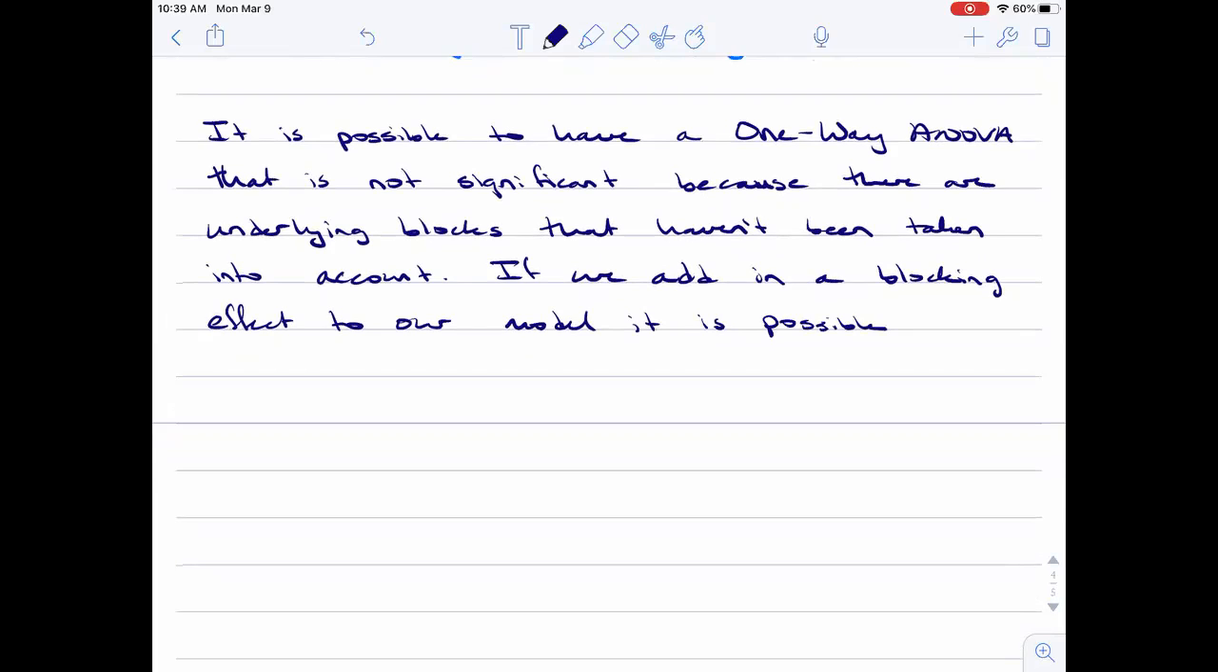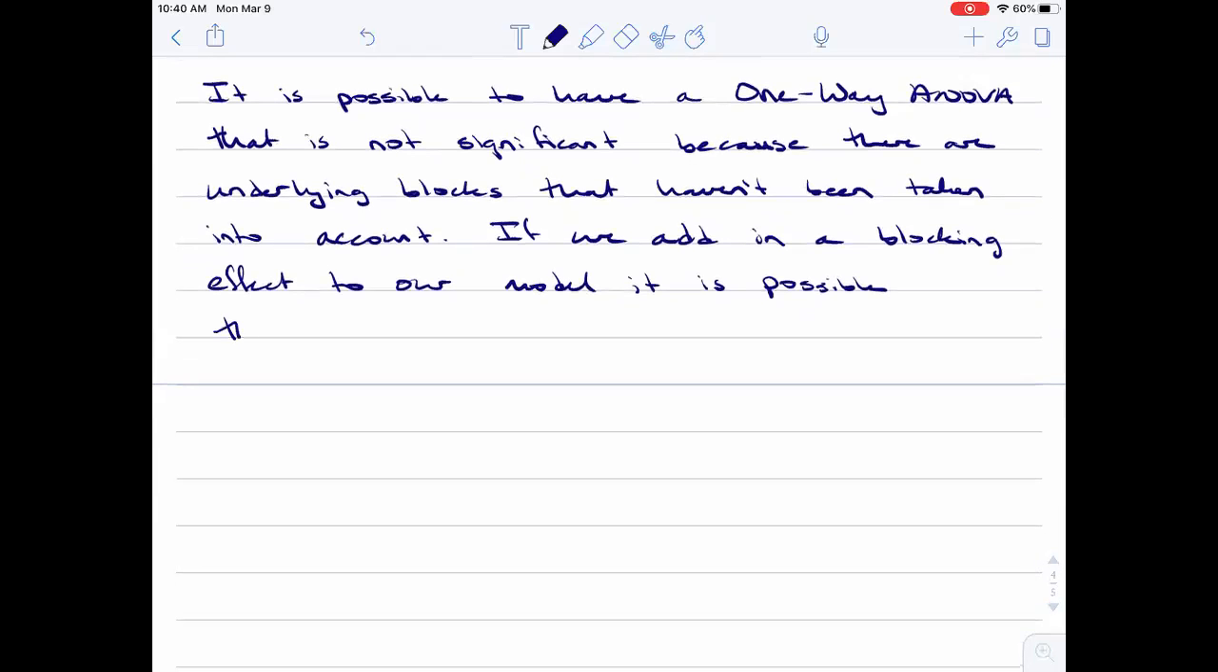Like we were saying earlier with that lab that you're working on, it's possible that the reason that things aren't behaving exactly how you expect them to is because maybe there's some blocking that's missing. There's something that hasn't been captured. So if we add in a blocking effect to our model, it's possible that we will find significant treatment effects that were basically just being lost because we weren't capturing that blocking.